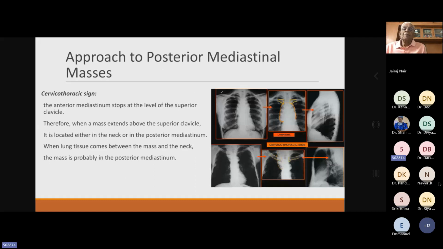In posterior mediastinal mass, the cervicothoracic sign is seen. The anterior mediastinum usually stops at the level of the superior clavicle. Therefore, when a mass extends above the superior clavicle, it is located either in the neck or in the posterior mediastinum. When lung tissue comes between the mass and the neck, the mass is probably in the posterior mediastinum.